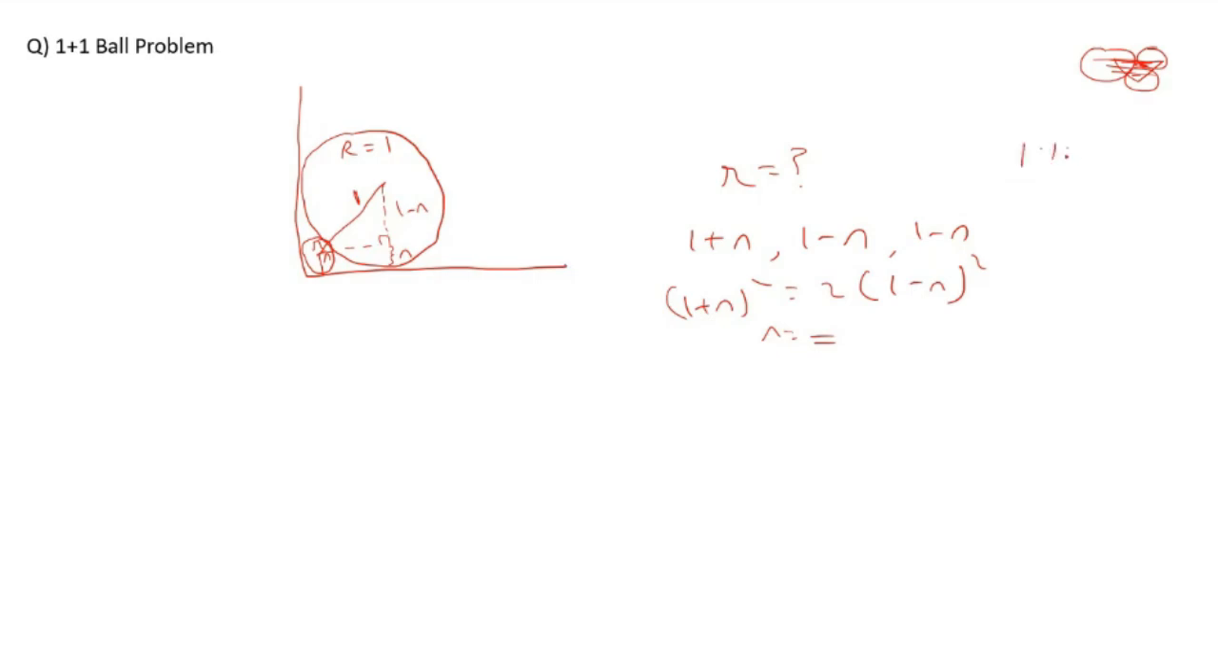Basically, it is 1 is to 1 is to root 2. The small sides are 1, the bigger side is root 2. So what I can directly write is 1 plus r will be 1 minus r times root 2. Okay, again, no problem with this method at all.